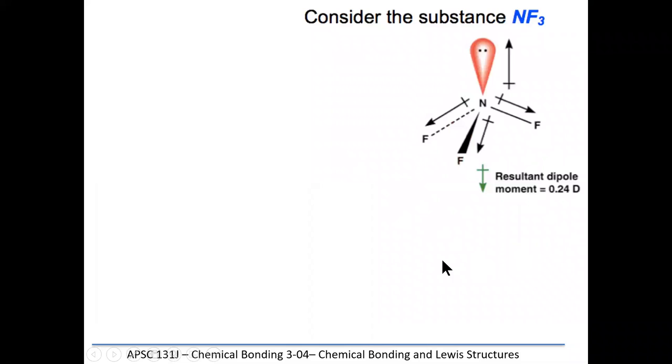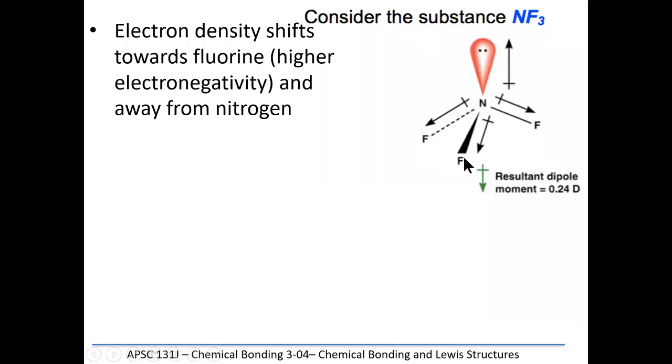Now, when we change it so that we have nitrogen bonded to a more electronegative element, like fluorine, which is more electronegative than nitrogen, the poles are going to be towards the fluorine, away from the nitrogen. We're still going to get a polar molecule, but not nearly as polar. The dipole moment is much smaller. Because fluorine is more negative, it's going to be the negative end.